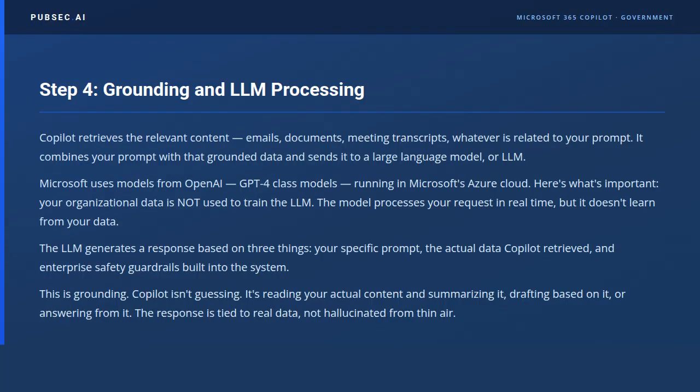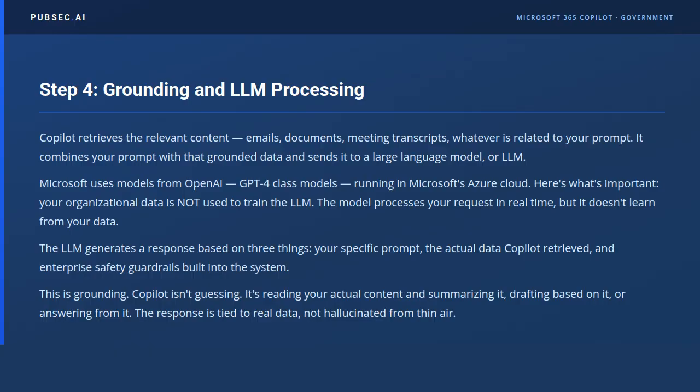Copilot retrieves the relevant content: emails, documents, meeting transcripts, whatever is related to your prompt. It combines your prompt with that grounded data and sends it to a large language model, or LLM. Microsoft uses models from OpenAI, GPT-4 class models running in Microsoft's Azure cloud. Here's what's important: your organizational data is not used to train the LLM. The model processes your request in real time, but it doesn't learn from your data.